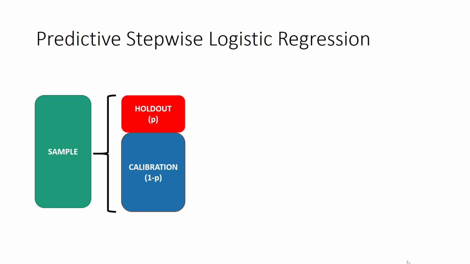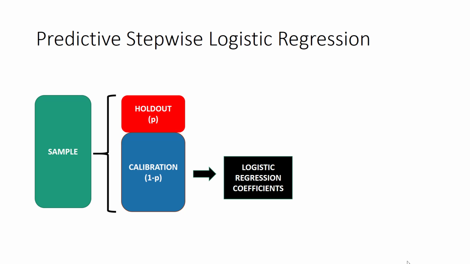We take each one of the new predictors, add it to the model, and calibrate the logistic regression with this new predictor candidate added. Obtain the logistic regression coefficients, apply these coefficients to the predictors in the holdout sample, calculate the predicted log likelihood for each event, and sum up the predicted log likelihood for all observed events.